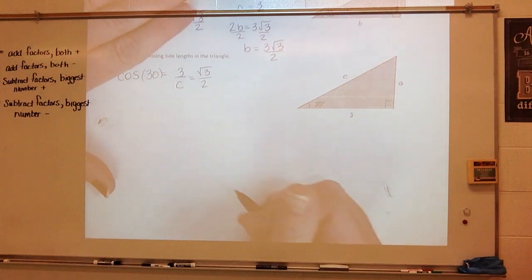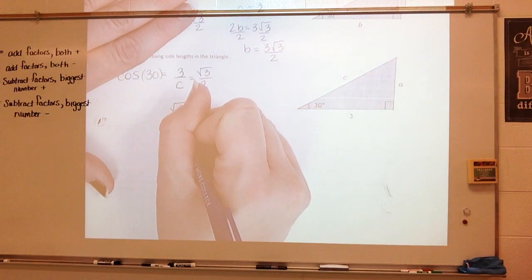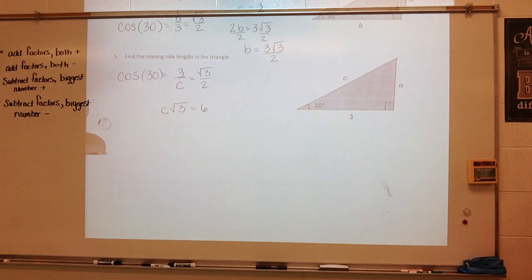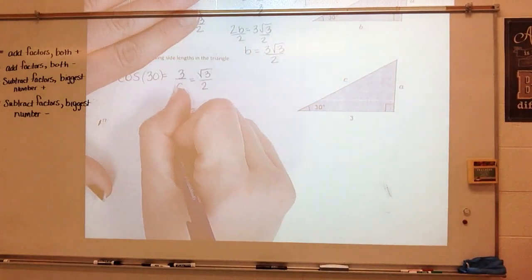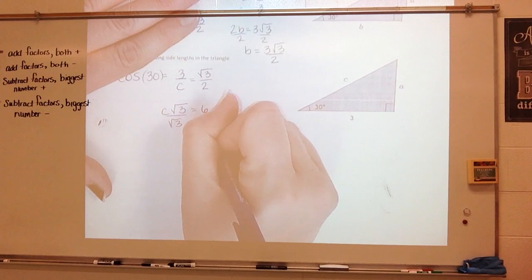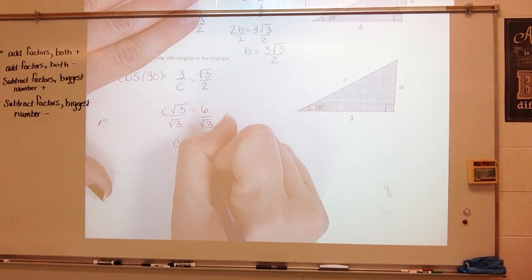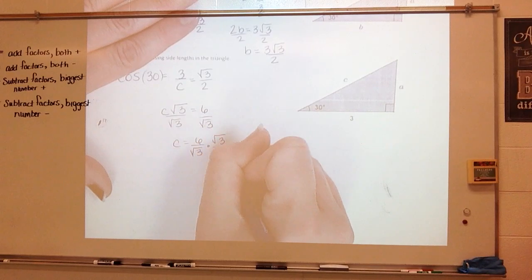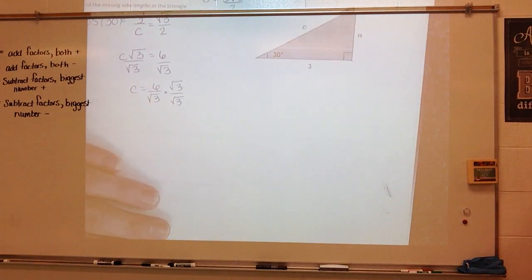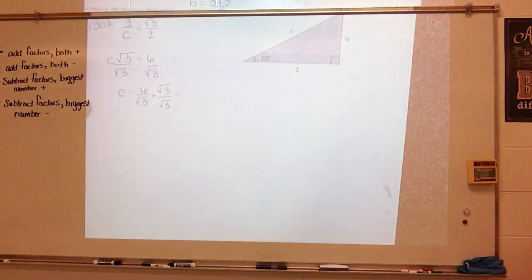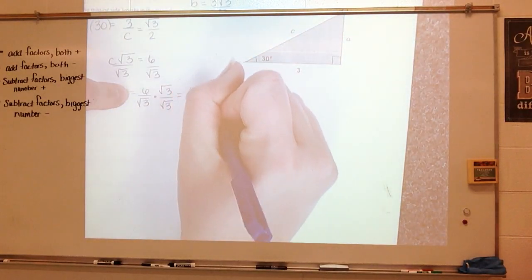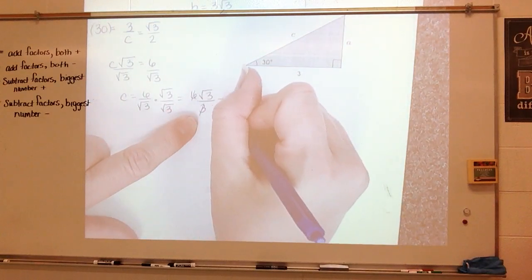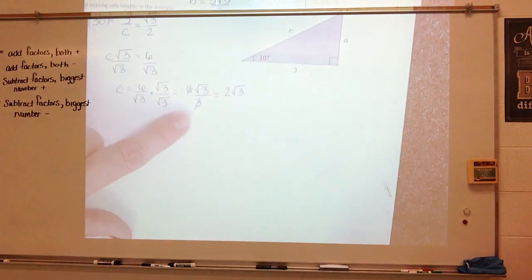Alright, so I get the square root of 3 times c is equal to 6. So divide by the square root of 3. C is equal to 6 over the square root of 3. Guys, when I'm dealing with measurements, I don't want to leave that radical in the denominator. So I'm going to multiply by the square root of 3. So I get 6 square root of 3 over 3. I can reduce this to 2 square root of 3.